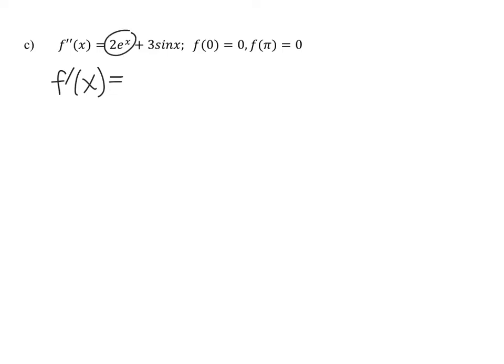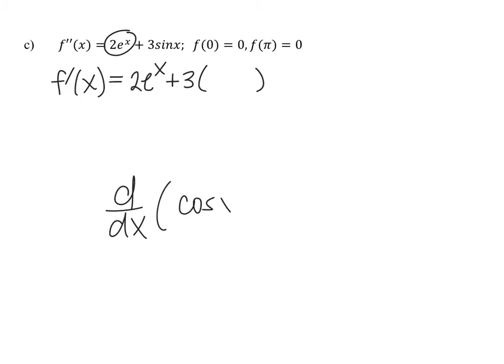So let's start with the antiderivative of 2e to the x, which will just be 2e to the x. And then the antiderivative of 3 sine of x, so I'm just going to leave the 3 and let me think about the antiderivative of sine of x. So we know that the derivative of cosine of x is equal to negative sine of x. Therefore, if we want the antiderivative of a positive sine of x, then that would be a negative cosine of x. So be really careful with your signs there. And then we need a plus c, because again, this is going to be a general antiderivative.